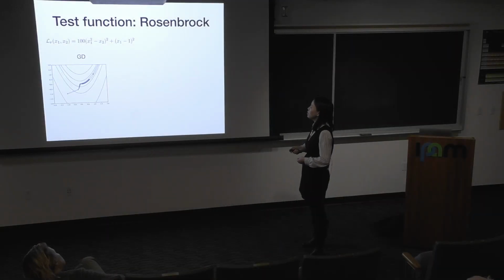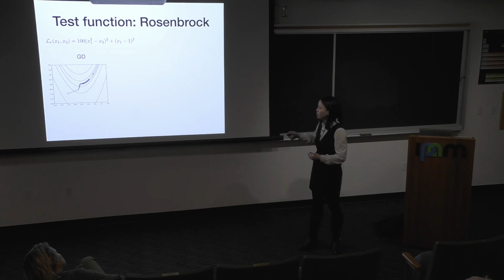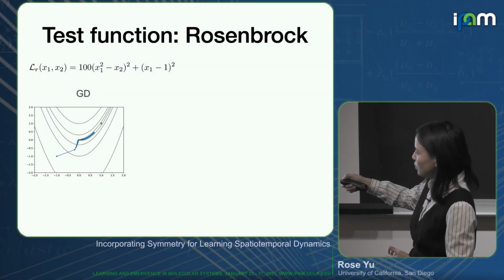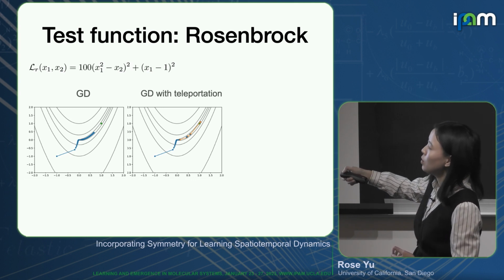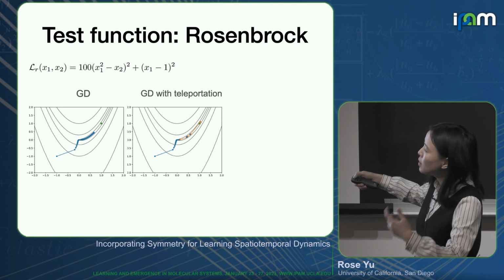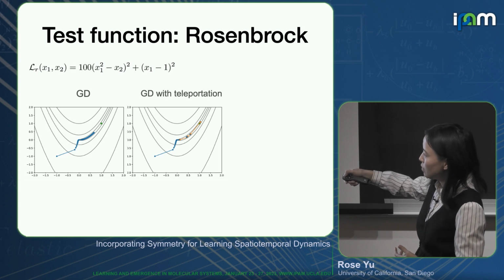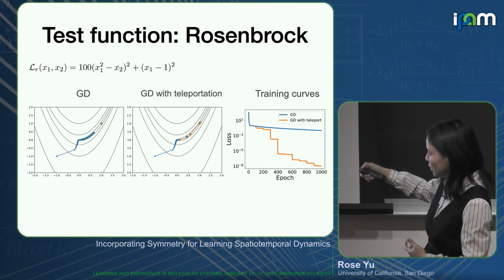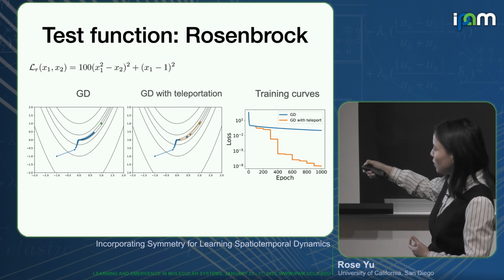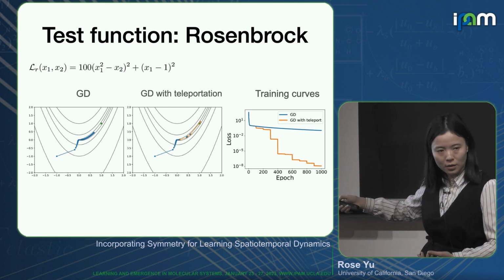So here we're also looking at another test function, like Rosenbrock. The Rosenbrock function has a weird shape, with a valley in the landscape. And this is the minima we want to reach using gradient descent. If we do big jumps, then using the same number of iterations, we can reach the local minima faster than gradient descent using teleportation. Looking at the training curve, we can see that when we do big jumps, you have this huge loss drop along training, and it is faster.